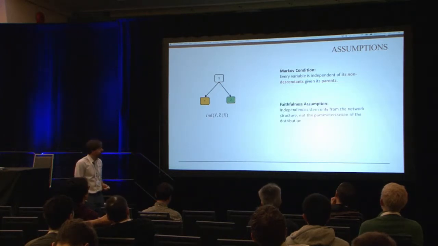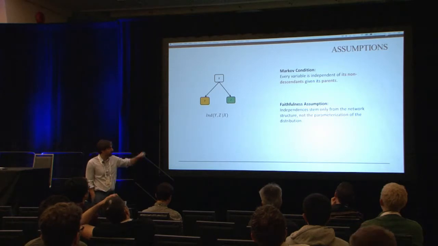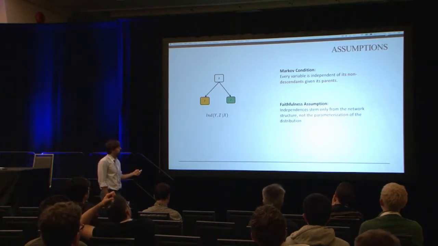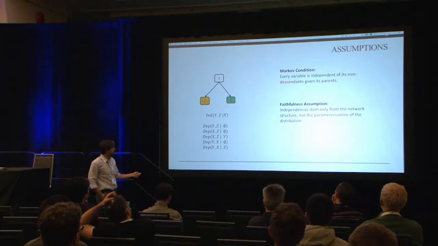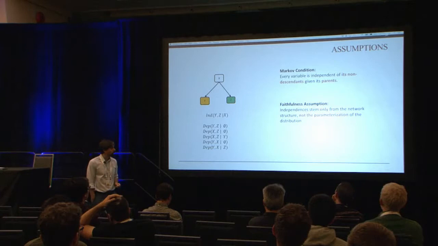Now, another assumption is faithfulness. It's a key assumption for all the algorithms. And it states essentially that the independencies that are entailed from the Markov condition are the only ones. So anything else we can write in this form is a dependence. That's the assumption, all right?